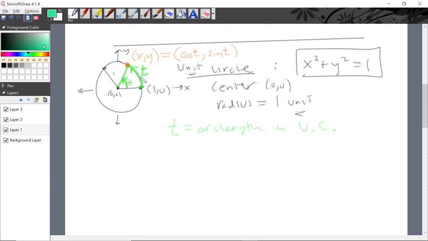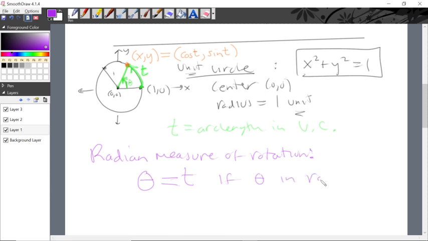And now, since t and theta are so closely related to each other, right? If t is negative, for instance, we would have moved in this direction. Well, then theta would have been negative as well, because we would have rotated in that direction, right? So since they're so closely linked to each other, what we say is simply this. We're going to define now the radian measure of a rotation this way. Theta equals t if theta is in radians. That's it.